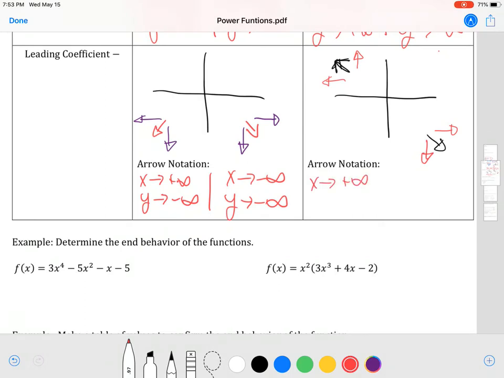As x goes to positive infinity, y goes to negative infinity. That would be this one here in the fourth quadrant. And then as x goes to negative infinity, y goes up, so it would be to positive infinity. So keep in mind that this tells us about where we place our arrows when we're drawing this on a graph. And then what happens in between is determined by our zeros and something called a multiplicity.